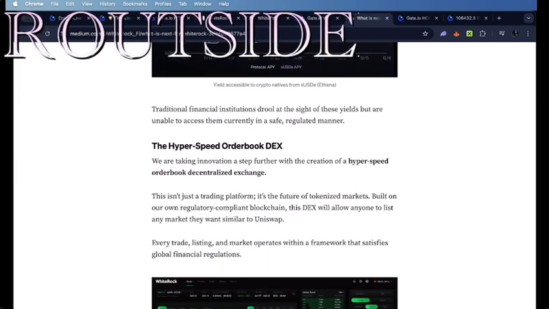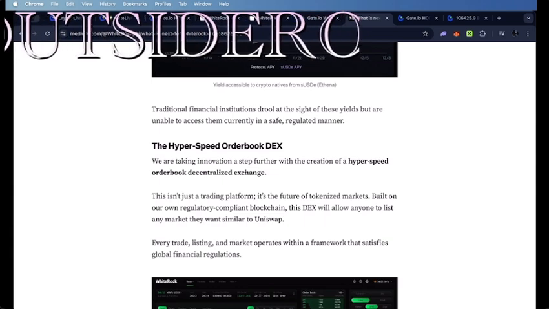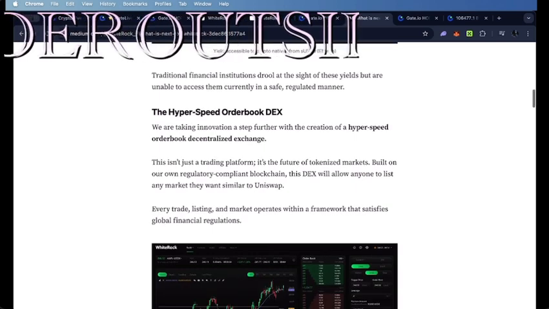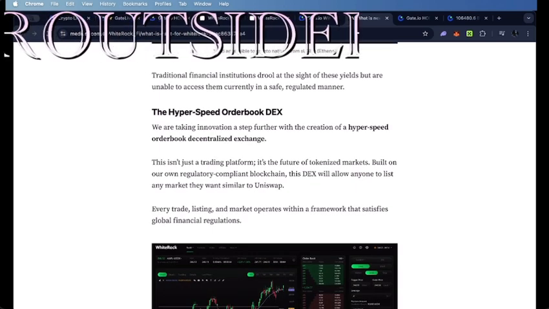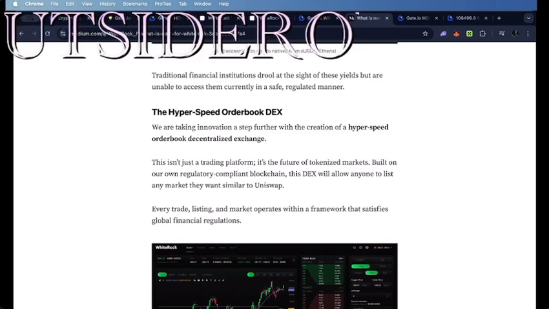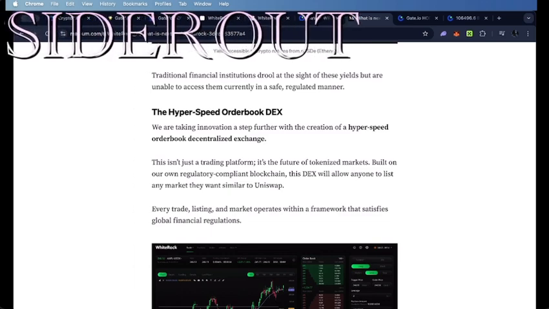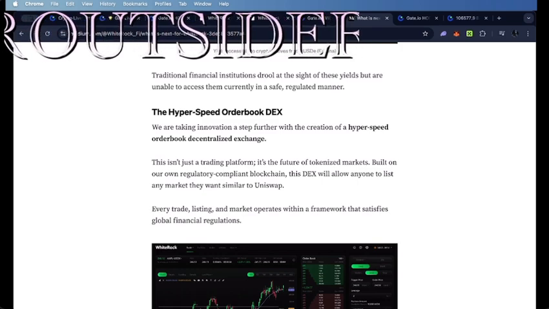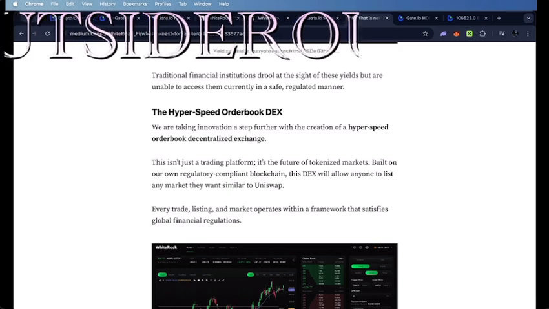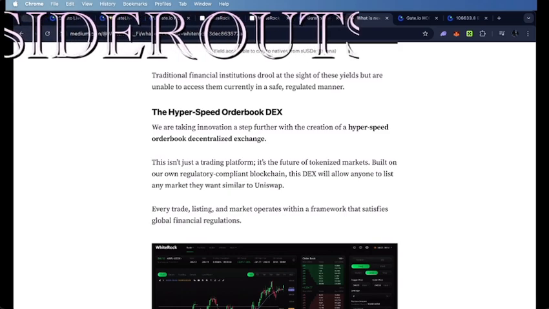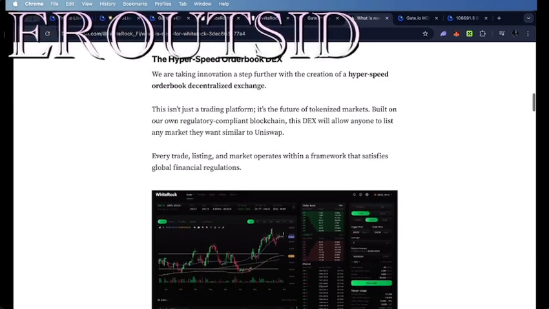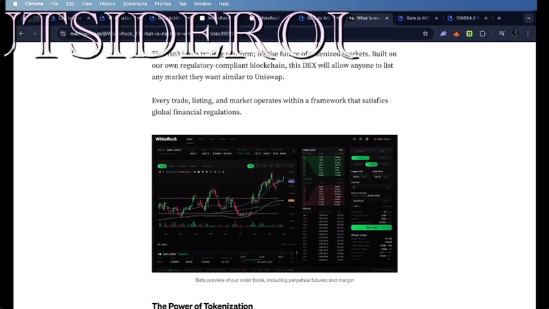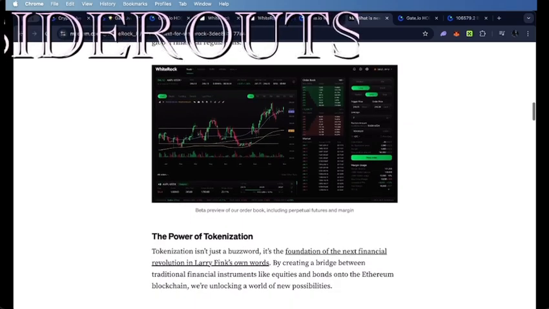The hyperspeed order book decentralized exchange. This isn't just a trading platform, it's a blockchain. It will allow anyone to list any market they want, similar to Uniswap. Every trade, listing, and market operates within a framework that satisfies global financial regulations.